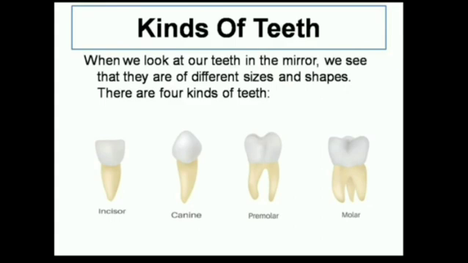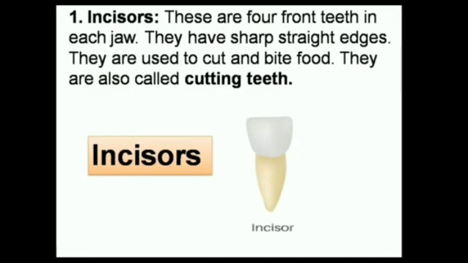Now let us see the front 4 teeth. So these front 4 teeth in both the upper and lower jaw, they all are the same in shape and have sharp edges. They work like scissors to bite or cut food into small pieces. Hence they are called incisors.